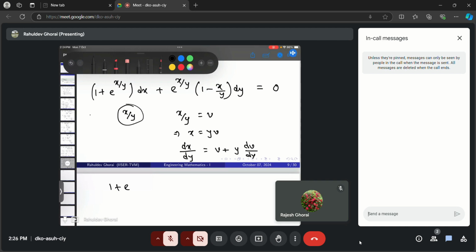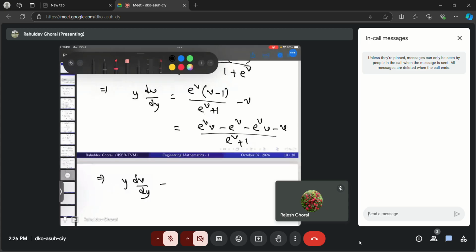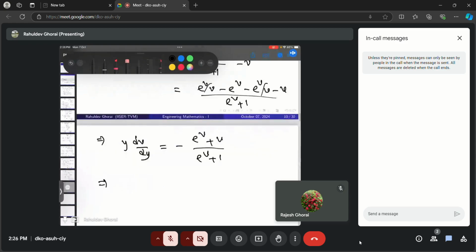So what does that give? So y times dv/dy will be, the e^v times v cancels out, and we get minus of (e^v plus v) over (e^v plus 1). That implies (e^v plus 1) over (e^v plus v) dv.